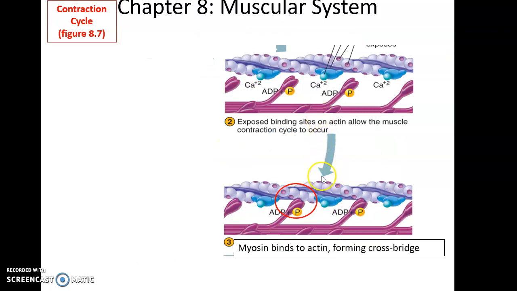So the next thing that happens is myosin binds to actin, and this forms a physical connection between the thick and thin filaments. This connection is called a cross bridge. So myosin binds actin, forming the cross bridge.